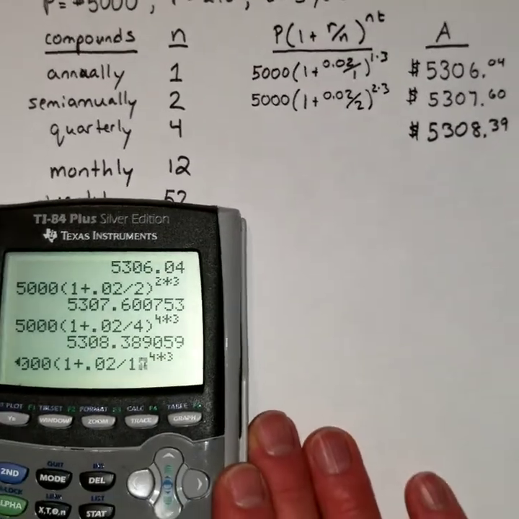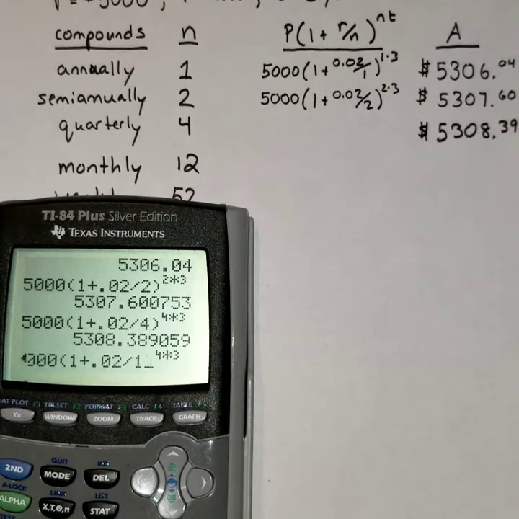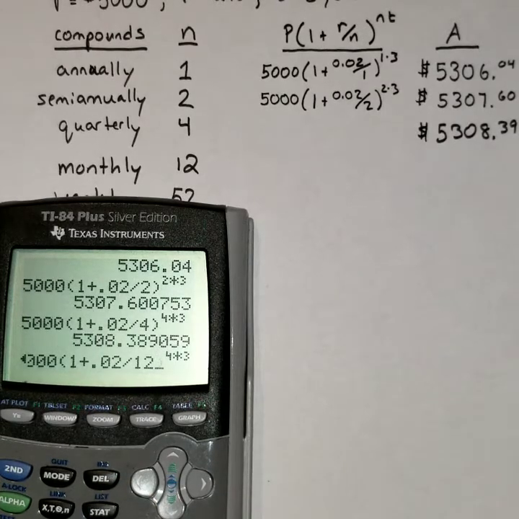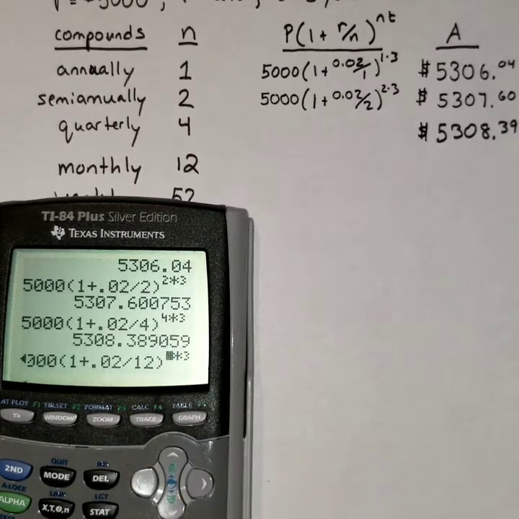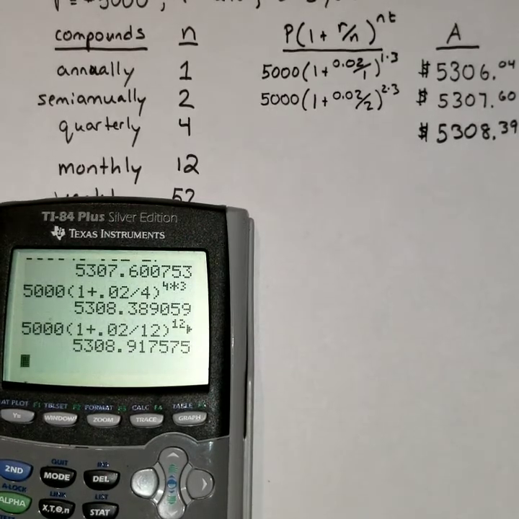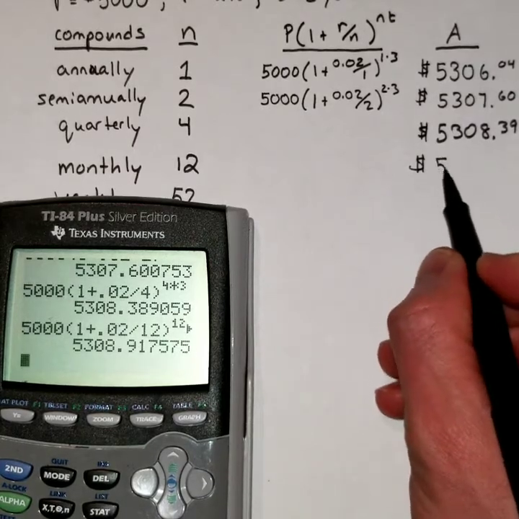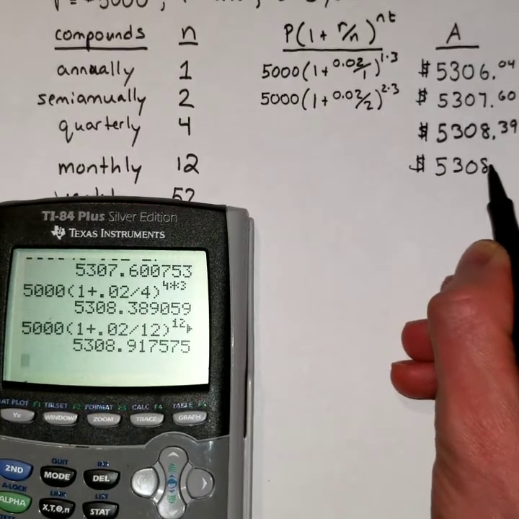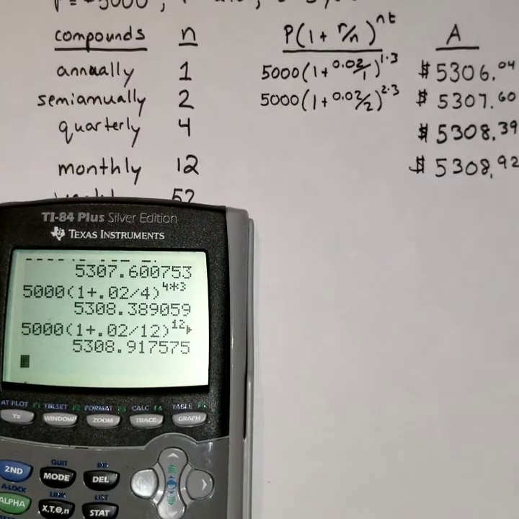Maybe it'd be better if you could see this. I hit the second button and then the insert, or it's delete, but the second feature is insert. You put a 2 and it moves the parenthesis instead of typing over it. You can do the same for the 4 up on top there. Type a 1 and then insert a 2, and that will give you 12 times 3 up top. In the end, you'll get $5,308.92, if we round that off.